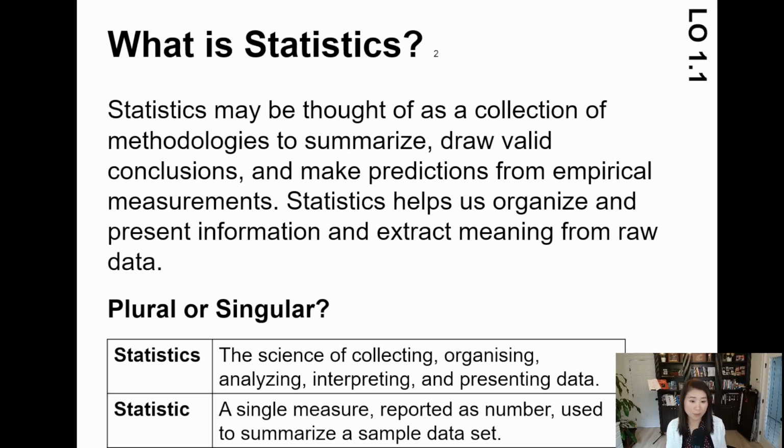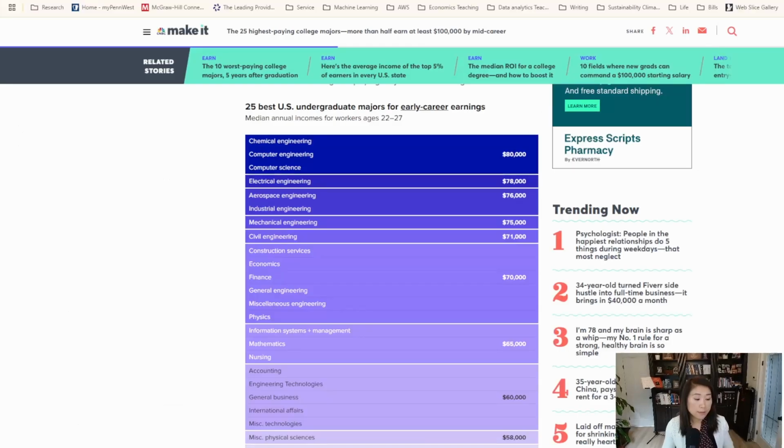After we understand the definition of statistics, next we're going to look at what types of statistics we will learn during this whole semester. Here I'm showing you two different kinds of statistics. The first is relevant to your learning, right? Many of you are trying to earn a college degree, and the big question is, after I graduate, if I try to find a job, what is my salary going to look like? This is a report based on 2025 data. It lists the 25 best U.S. undergrad majors for early career earnings, and the median annual income for workers age 22 to 27.